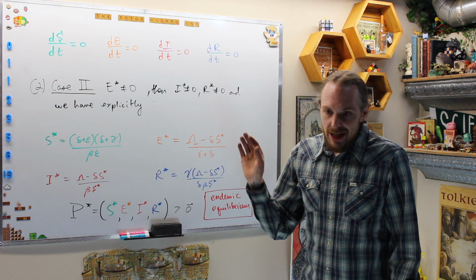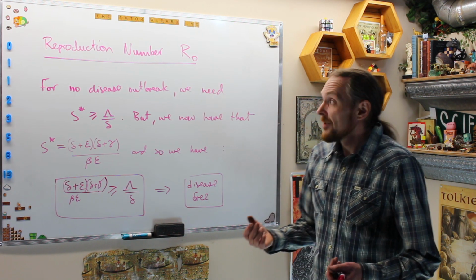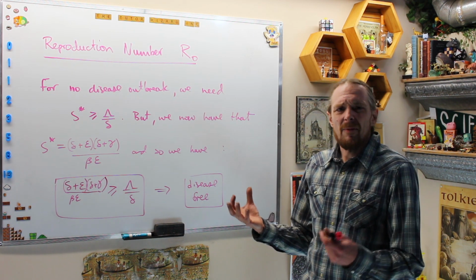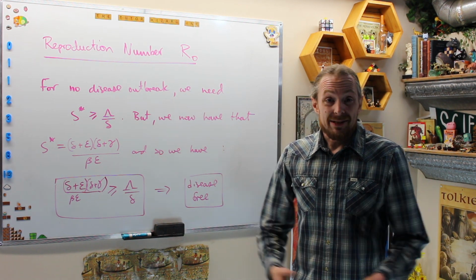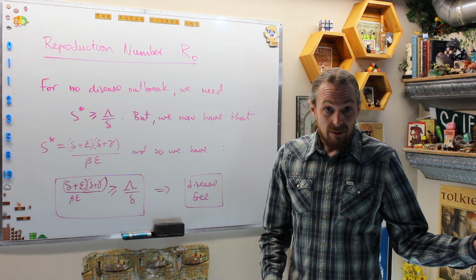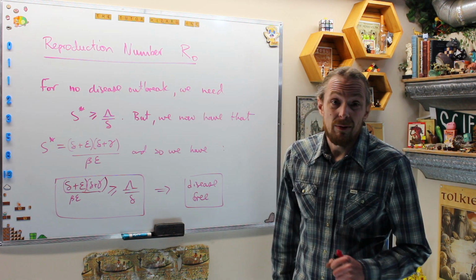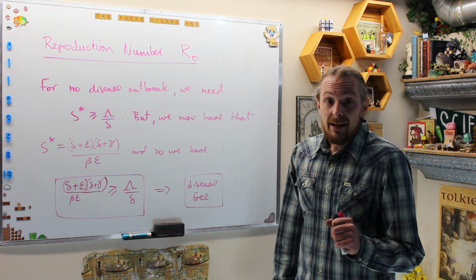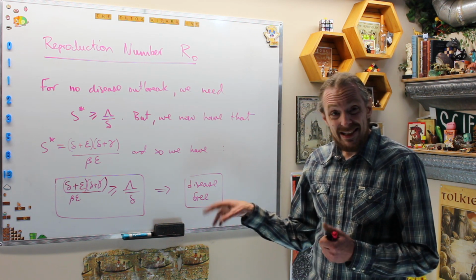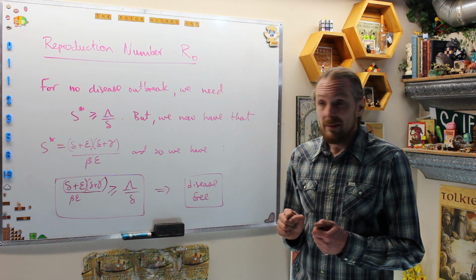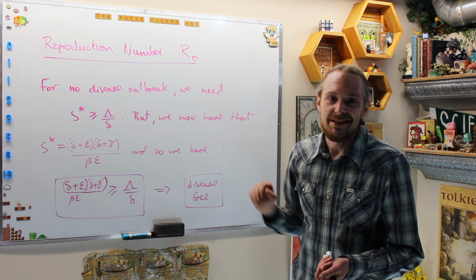From that, what are we going to do? Let's now derive the general reproduction number. Where is this coming from in the models? We just saw that there were 2 scenarios. If E star is 0, we have what we call the disease-free equilibrium, which is what we want. And if E star is non-zero, everybody's non-zero, and we have a disease or endemic equilibrium. What we want, of course, is no disease outbreak.